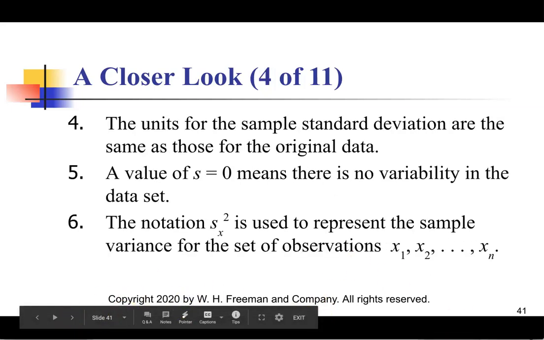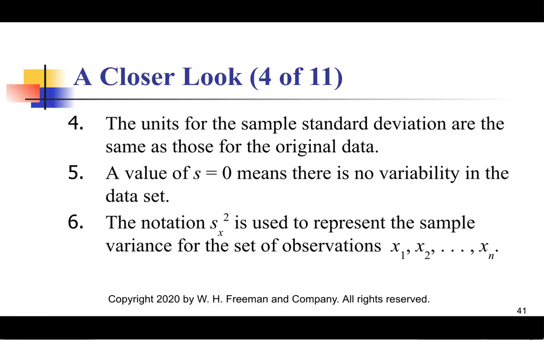Your units for your sample standard deviation will always be the same as those for the original data. So with our zucchinis, we were in ounces, and so the mean, the median, and the sample standard deviation all have the unit of ounces. It is possible for your standard deviation to be 0, but that means that there's absolutely no variability in the data set. So all of the values are exactly the same.